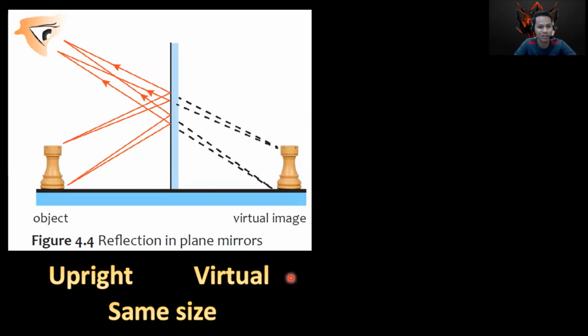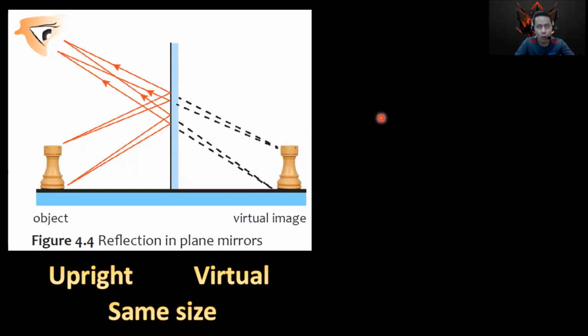So let's try to check the points, no? First, is it found or is it formed behind the mirror? The answer is yes. Is it upright? The answer is yes. Are there intersection of broken lines? Yes. So automatic, it is a virtual image.